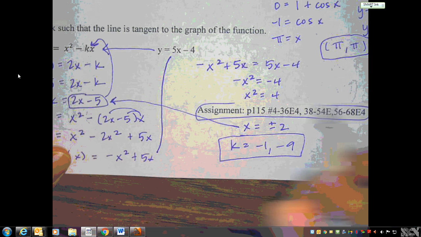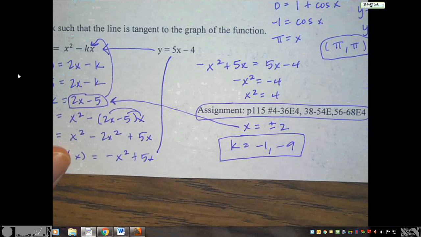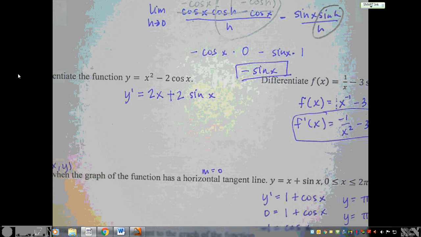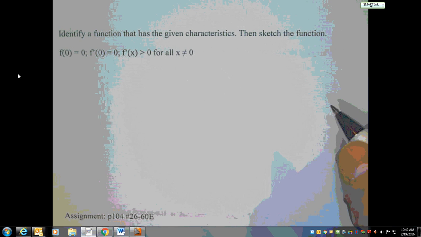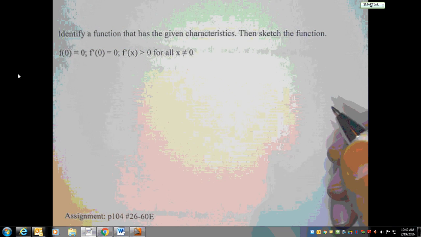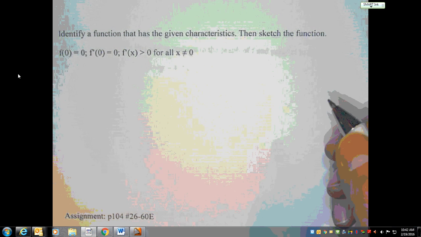Alrighty? Alright, here's your assignment. And we also need to talk about the last problem on the notes from yesterday. So grab those notes. And it says to identify a function that has the given characteristics and then sketch the function. So we have to do 2 things.